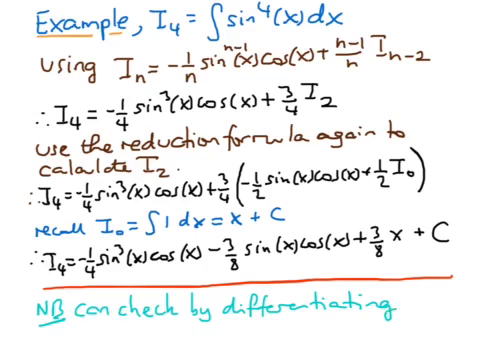So we can check this result by differentiating it, and if we differentiate this, we should get back to our original integrand, and the original integrand is just sine to the 4th of x. So if we differentiate all of this, we should get sine to the 4th of x, and I'll check that on the next slide.